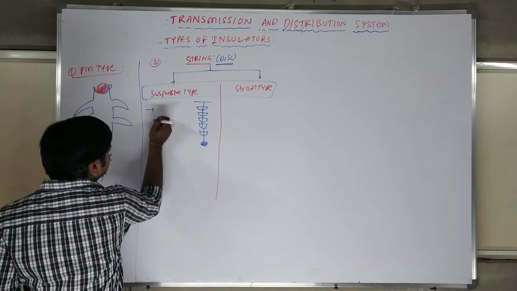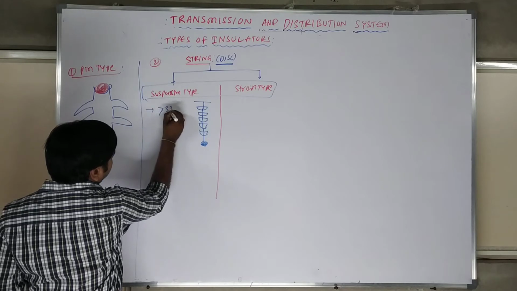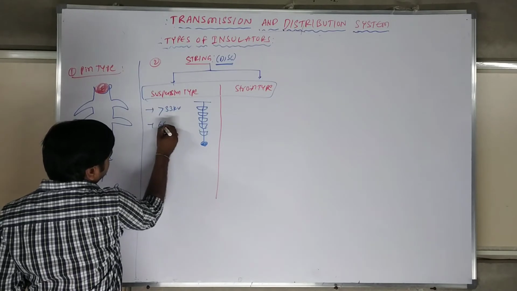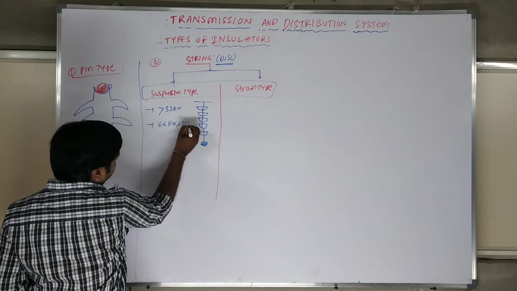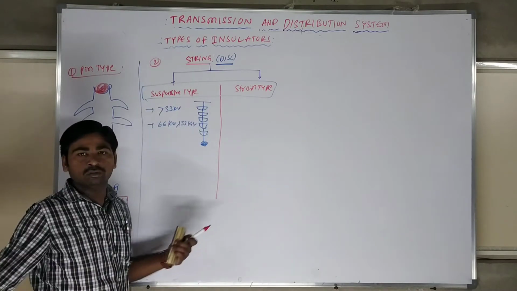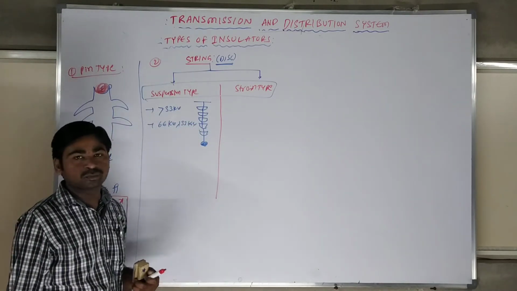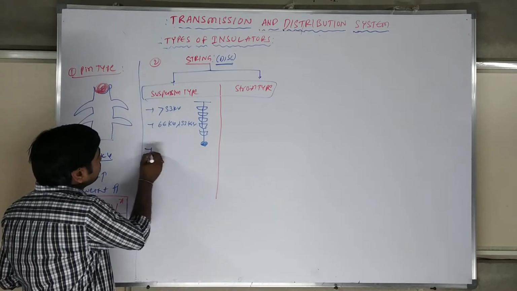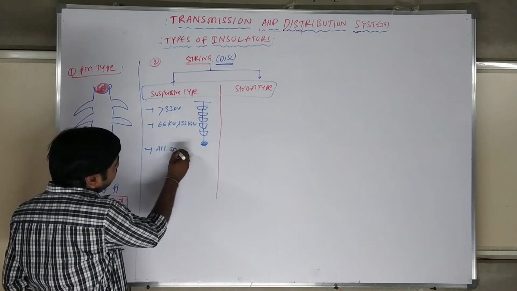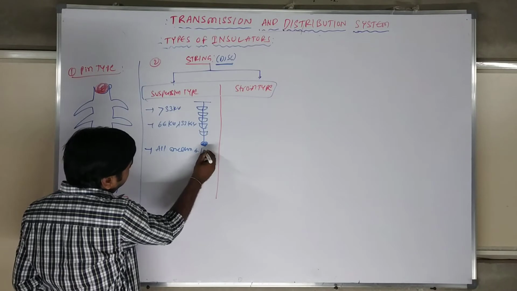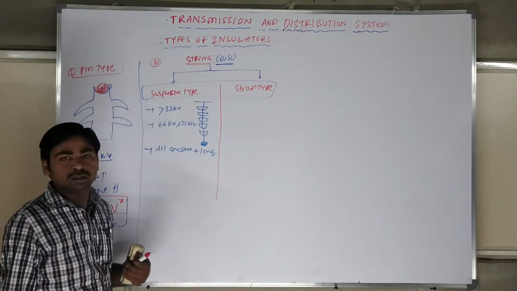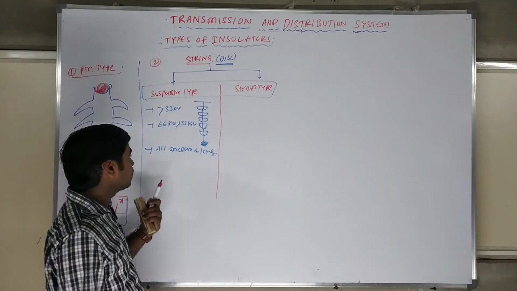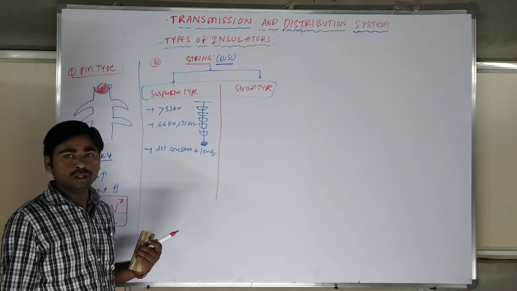Therefore, this suspension insulator we can use for more than 33 kV, that is 66 kV or 132 kV. However much voltage you want, that many discs you can use. Basically we use them in medium and long transmission lines. For high voltage, we generally use these suspension type insulators. I hope you are understanding.